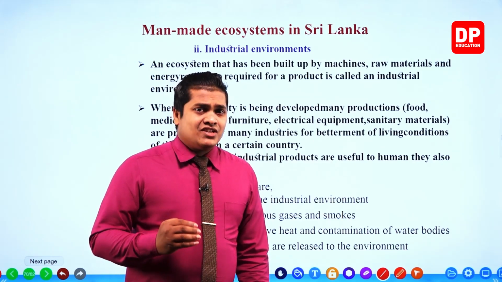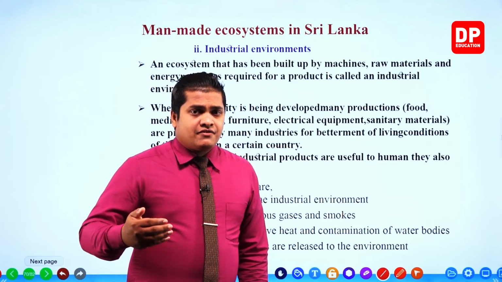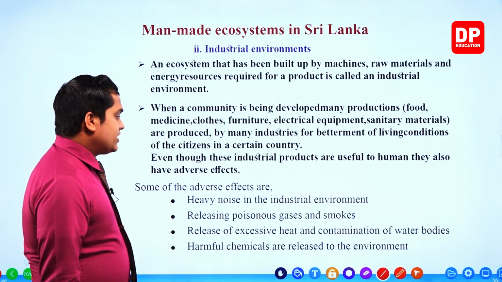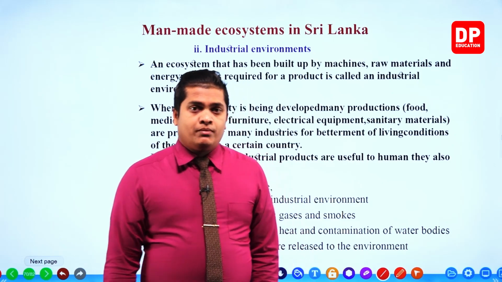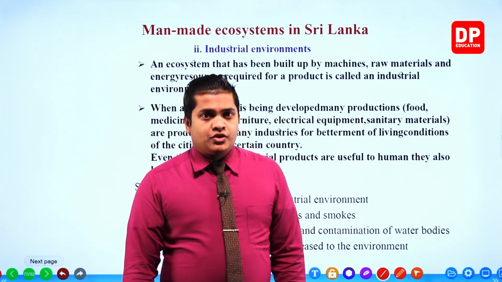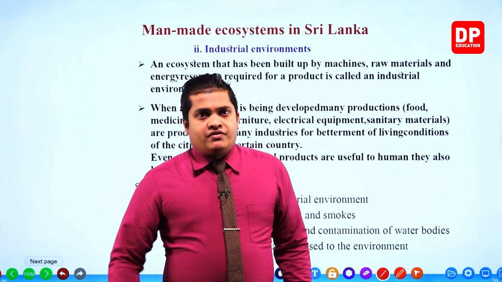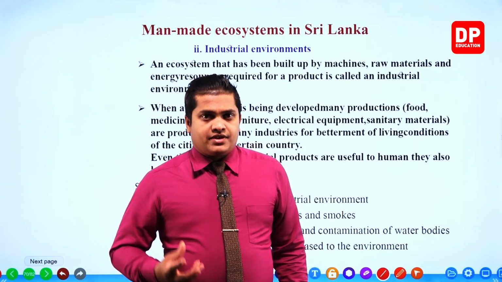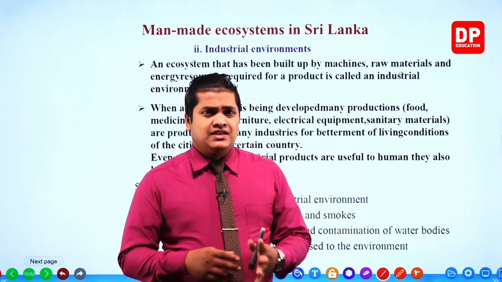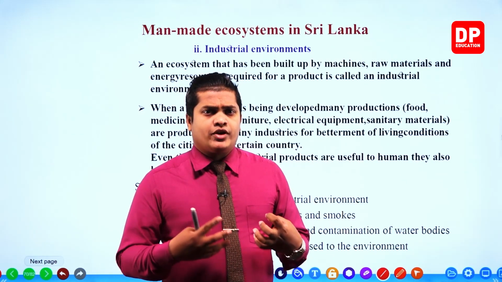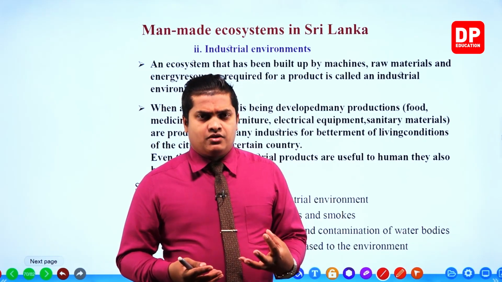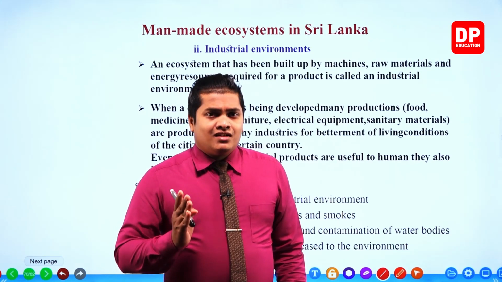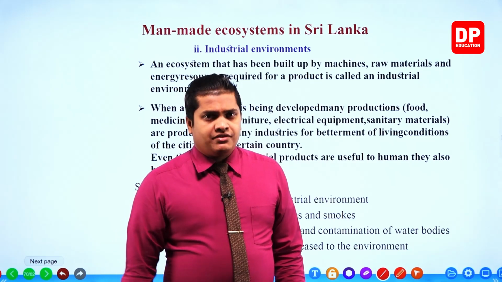That's why normally industrial environments are made somewhat away from habitats, human settlements. Next one, releasing poisonous gases and smokes. This is a very common problem in industrial environments due to emission of different kinds of smokes and gases, like carbon dioxide and sulfur dioxide, and other types of gas. Different kinds of environmental problems are going to occur, like ozone layer depletion, emission of greenhouse gases, global warming, and so on. So that is also a main environmental problem related with industrial environments.